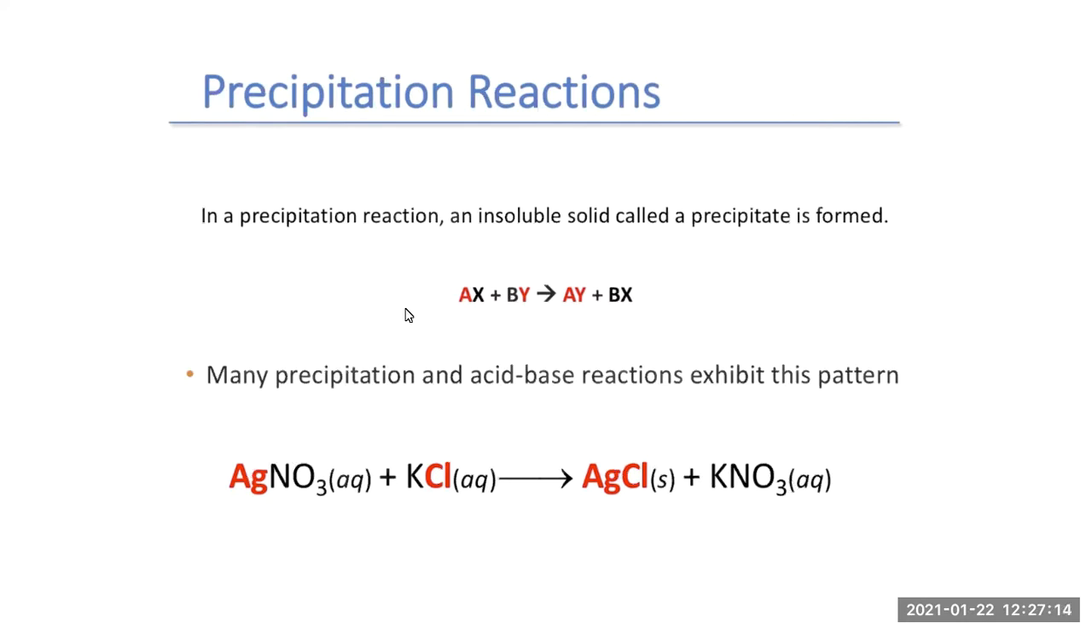But you can see how highlighted here, A is the same as silver, X is the nitrate, B is the potassium, and Y is the chlorine. And now you can see how they swap partners here. This idea of swapping partners and then one of the products is insoluble is the essence of our precipitation reactions.